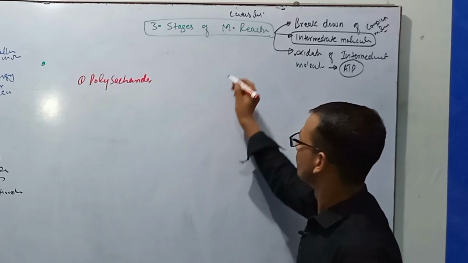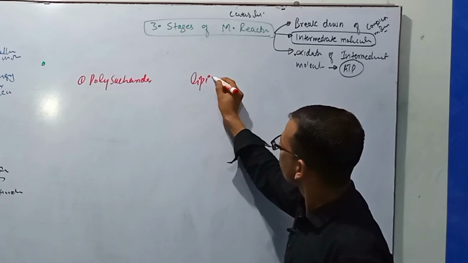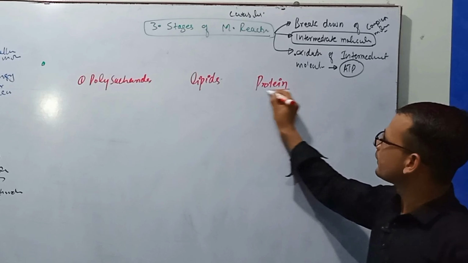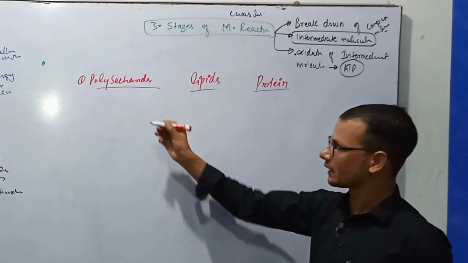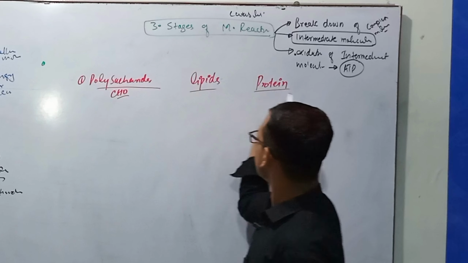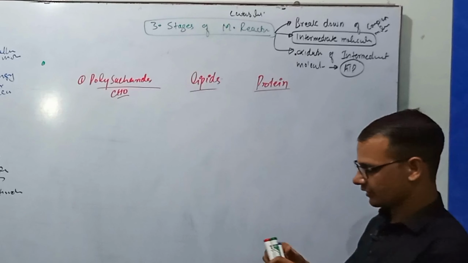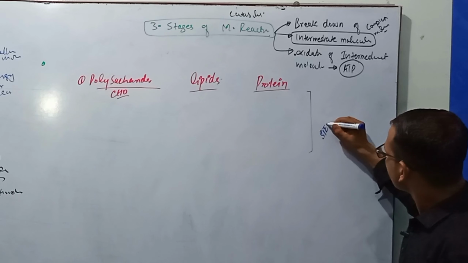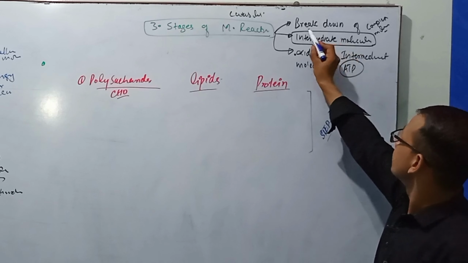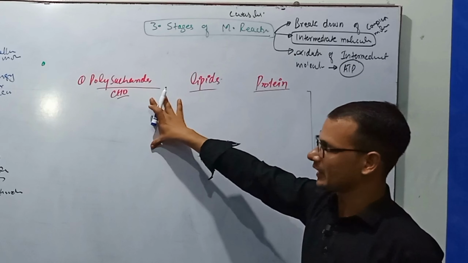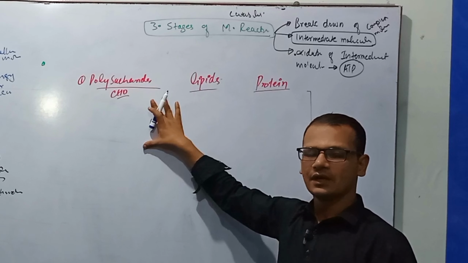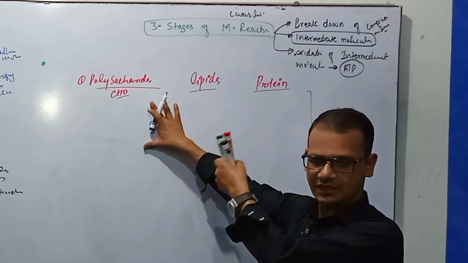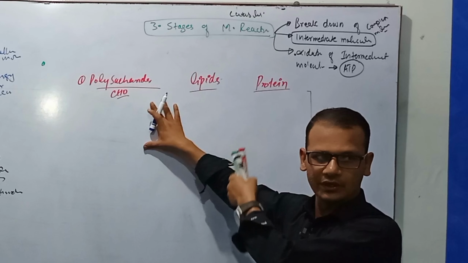These are complex molecules. Second is lipids, and third is protein. Polysaccharides mean carbohydrates, lipids and proteins. And this is the first step. Step 1: the breakdown of complex molecules will take place, into monosaccharides, fatty acids or amino acids, which are the entities of these polysaccharides, lipids and proteins. It will break down into the entities.